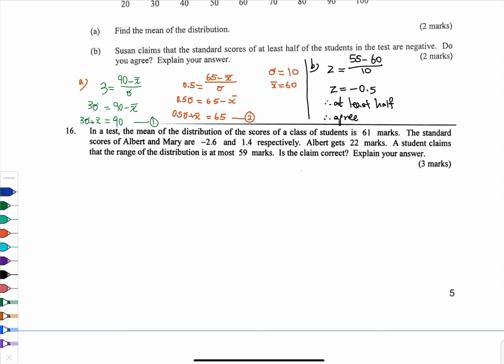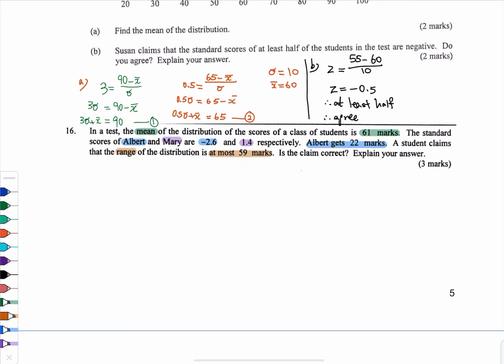So in a test, there is a mean. Okay, we already know the mean, 61. And then we know the standard score of Albert is negative 2.6. And then Mary is 1.4. Oh, we also know a lot of things about Albert. Albert also gets 22 marks. So a student says that the range of the whole thing is at most 59 marks. So is that true or not?